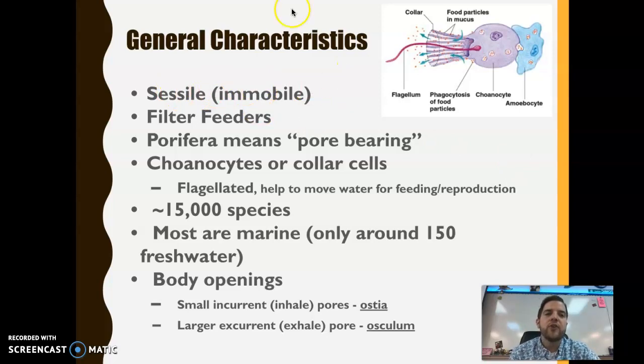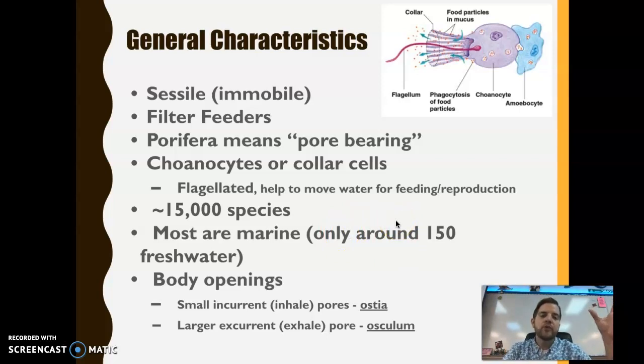They're filter feeders, so they use collar cells. The flagella in the collar cell wiggles and pulls the water through the sponge, and then the food gets trapped in the collar around the outside of that choanocyte, or the collar cell. And so they are just gathering little particles of food from the water around them. The term Porifera means pore-bearing, or many pores. So they do have a lot of openings on the outside. We'll see that they're organized differently depending on the type of sponge it is.